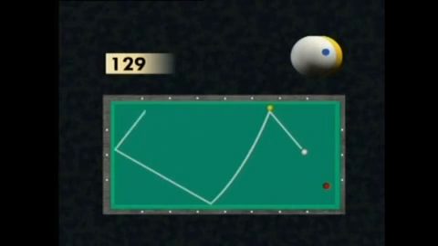Even if the ball is delicate, the hard shot is suitable. Hitting above the center creates a curve, which makes it possible to readjust to the desired course.